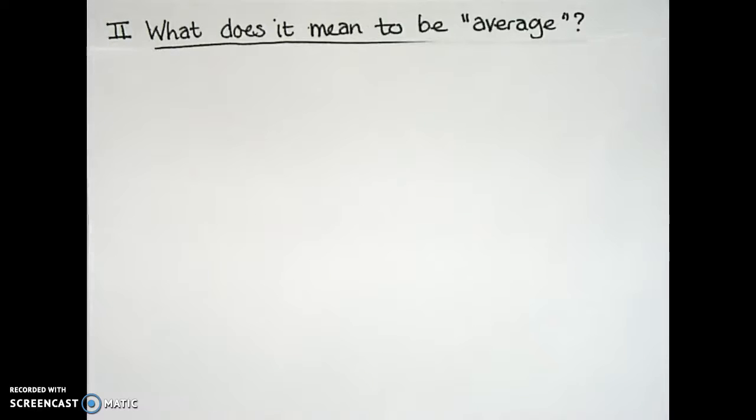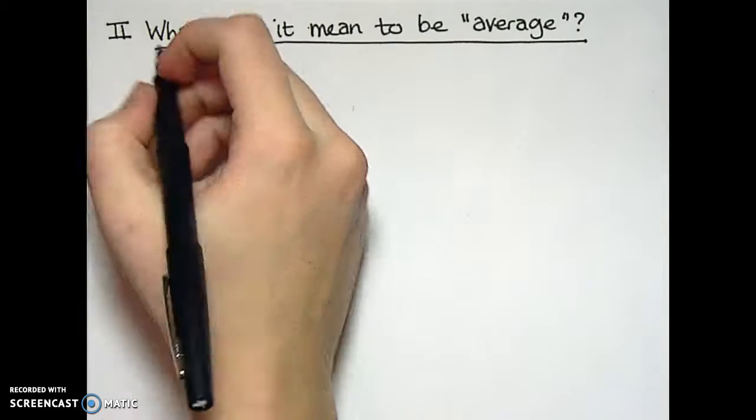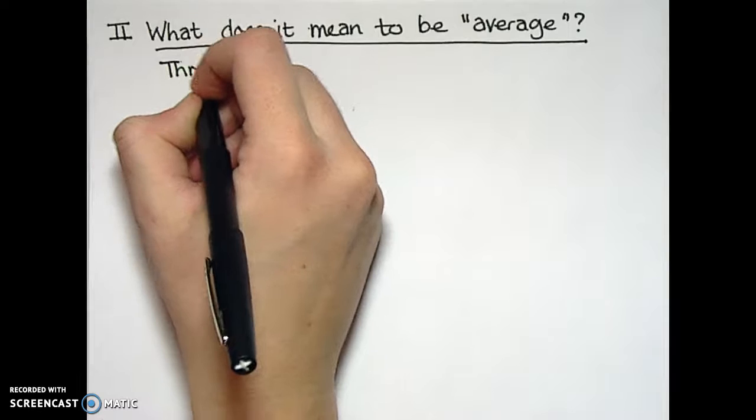Whenever you have a set of data values, a natural question to jump to is, well, what is the average of the data values? But before you can even answer that question, you have to first ask the question, what does it even mean to be average? And that's what we will seek to discuss in this video. It turns out that there are three types of averages.